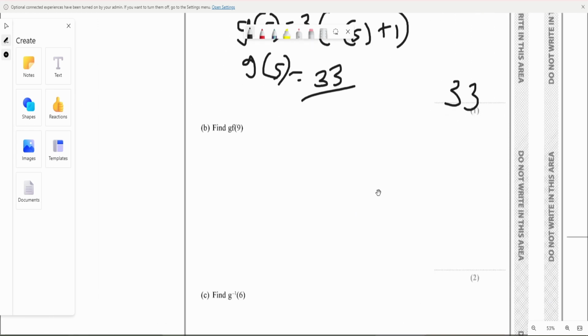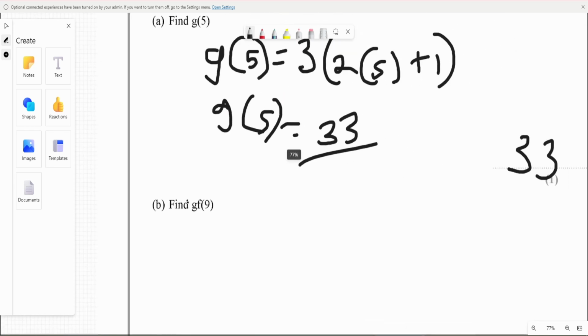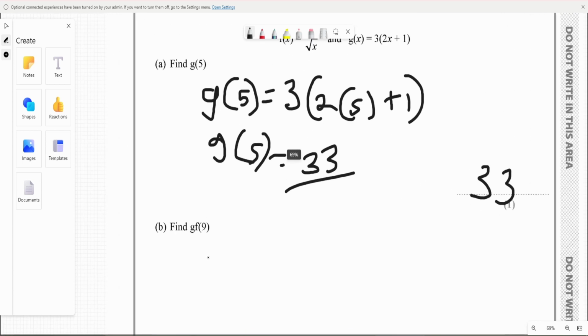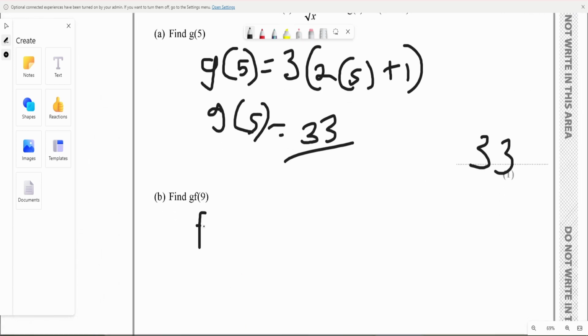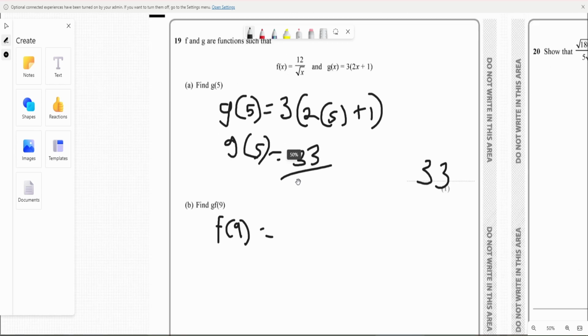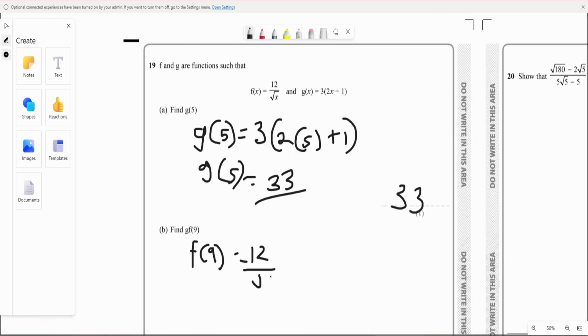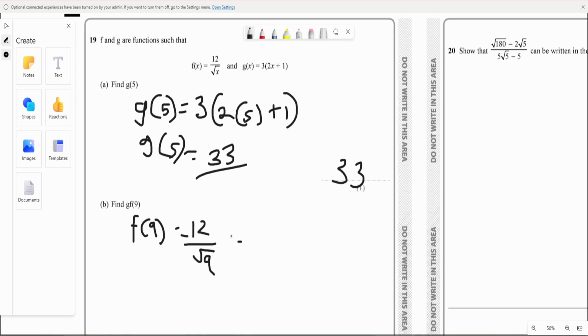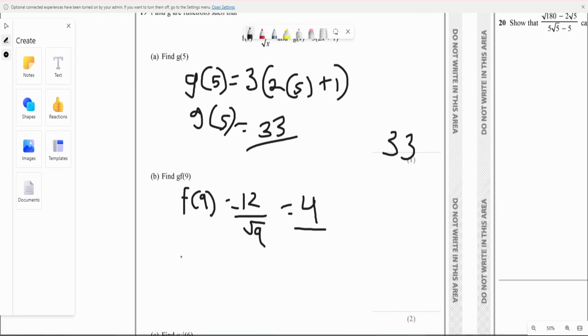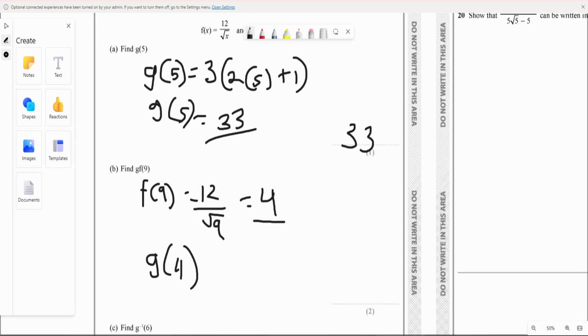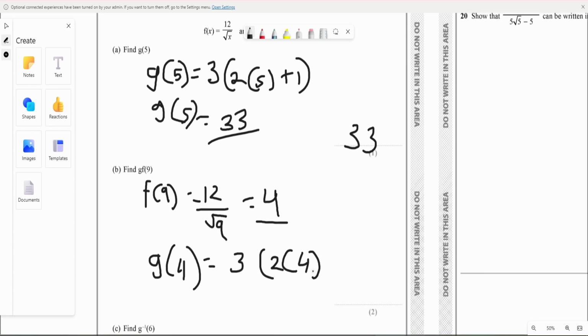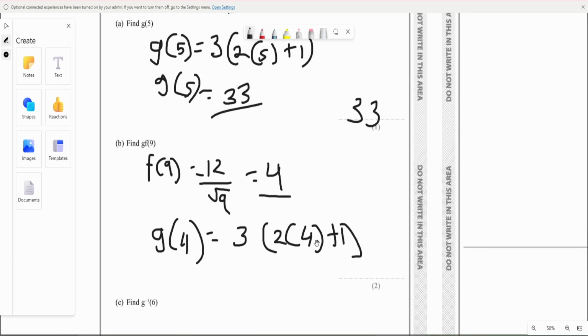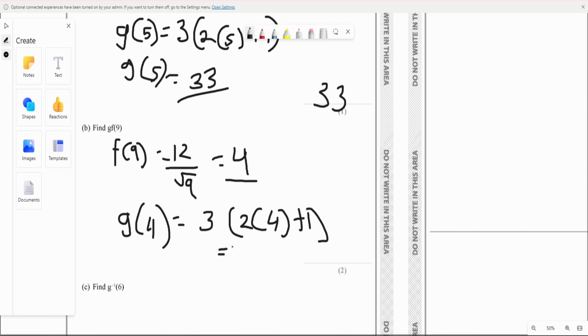Okay, next we have find gf of 9, and we have two functions combined. We'll have to solve the inside part first, so we have to do f of 9. f of 9 is going to be 12 divided by the square root of 9, because we're substituting that in. The square root of 9 is 3, and 12 divided by 3 is 4. Now we're going to do the g function, g of 4, which is going to be 3 times 2 times 4 plus 1. So 8 plus 1 is 9, and that's going to be 27.